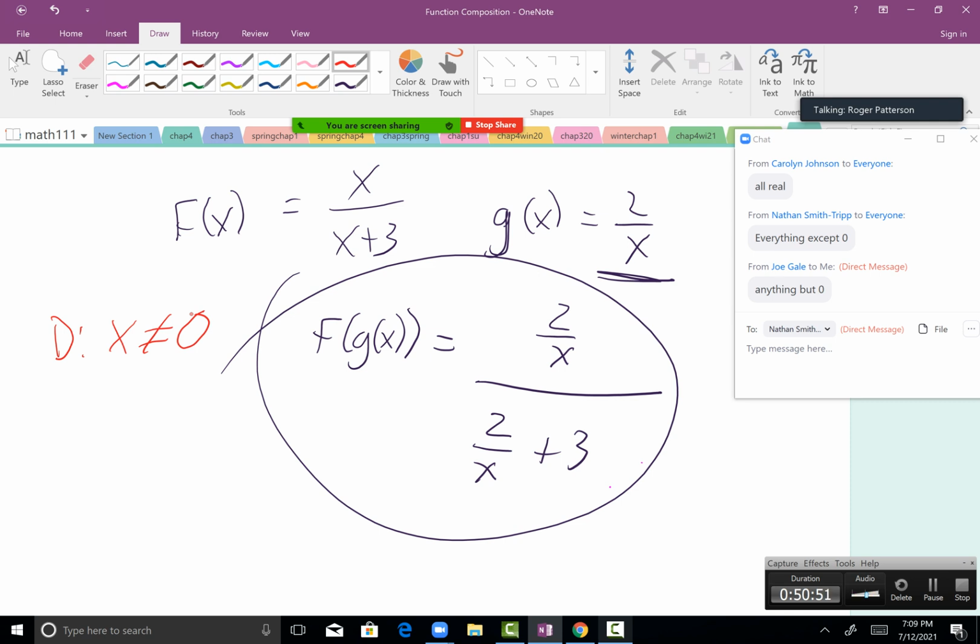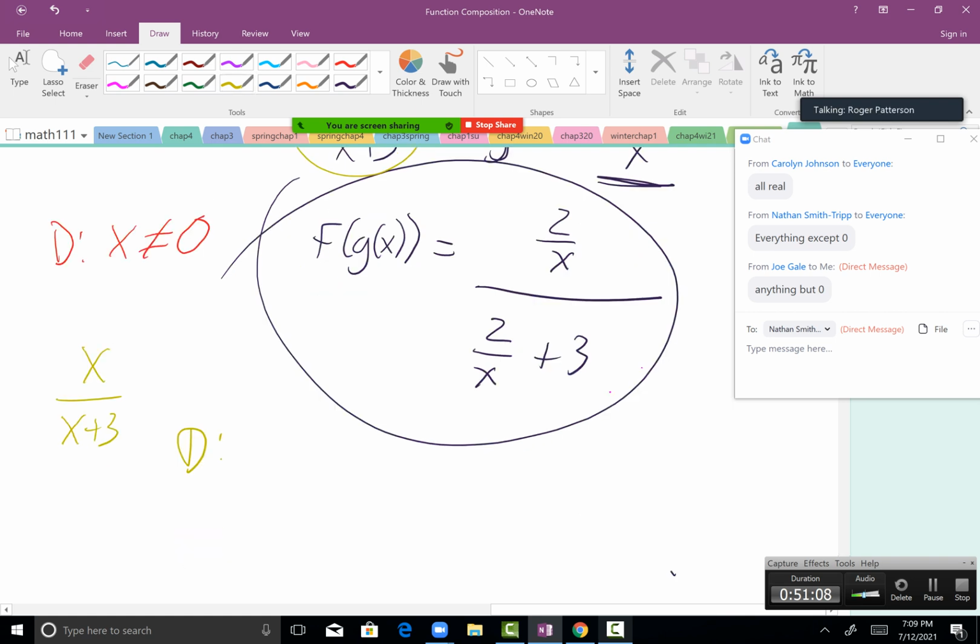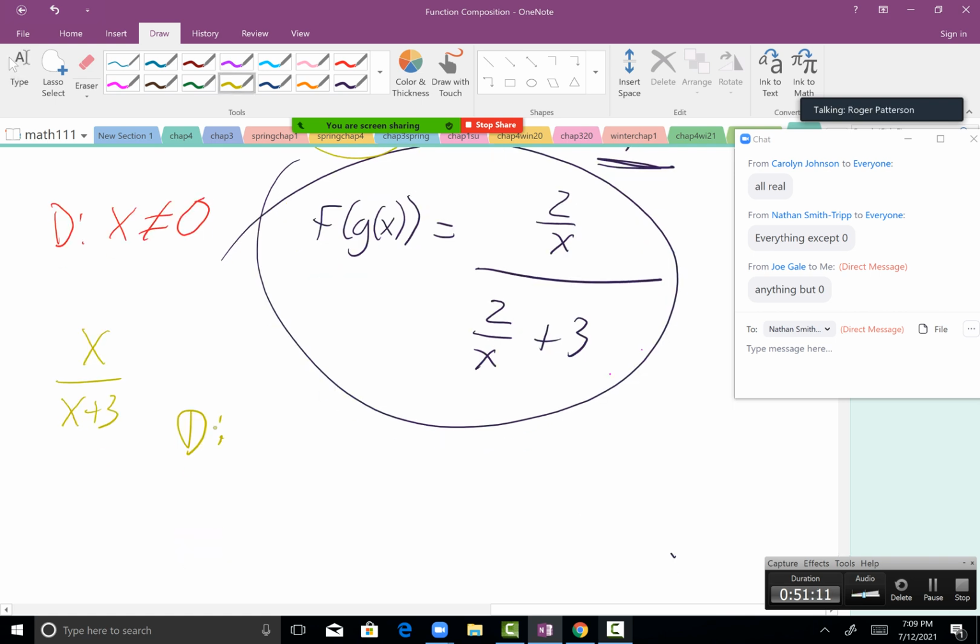So I did the g. Now I'm going to work at the f, because the outputs from g become the inputs for f. So now I got to look at this and say, what about my domain for that? What can't x be for that function? X can't be -3.